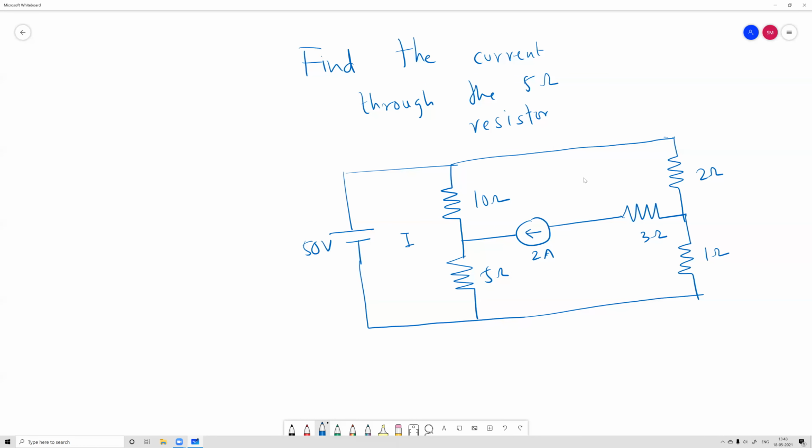This is mesh number 1. This is mesh number 2. This is mesh number 1, mesh number 2, mesh number 3. And the current through the 5 ohm resistor is this current here.